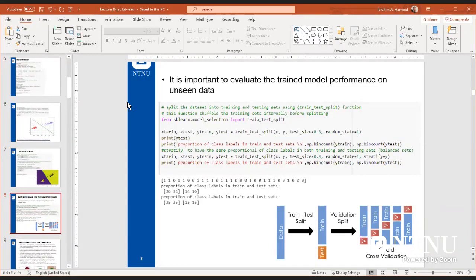unseen data. So it's very important to divide your data into training and testing sets. We need to have a set for training and a set for testing. And as I told you, this function shuffles the data, so you don't need to worry about shuffling the data set, because this function will internally shuffle your data before dividing it. Shuffling is important because I need all classes to be represented in my data set.